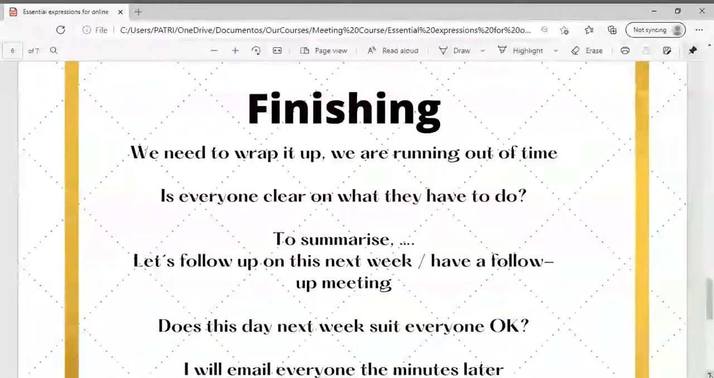Let's follow up on this next week, or let's have a follow-up meeting. So this is to have another meeting to review or to look at the things that we're talking about today. Okay, it's to continuously review the situation. So let's follow up on this next week or tomorrow or whenever. So it's a verb and it's an adjective. Let's follow up or have a follow-up meeting.